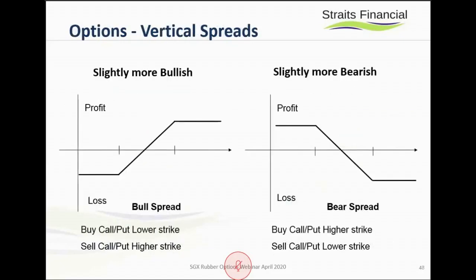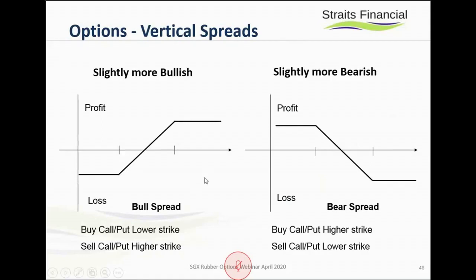Okay, another strategy, we call it the vertical spread. For those of you who attended my first session on Tuesday on the rubber trading, we talked about spreads, all right? And this spread can be applicable to option trading as well. In this case, we call it a vertical spread. Vertical spread means you buy a call at a lower strike price, and you sell a call at a higher strike price. This is a higher strike price. This is a lower strike price.